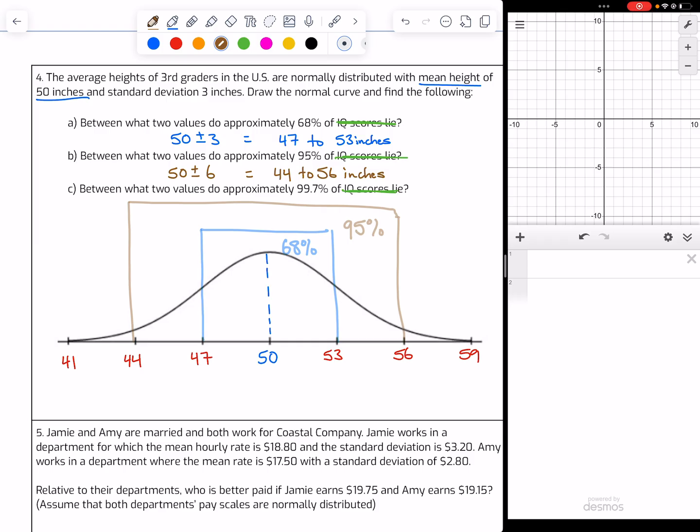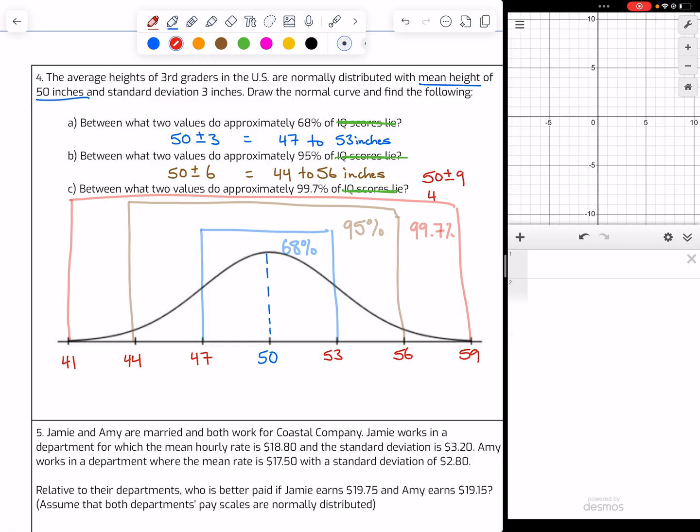And then between what two values do approximately 99.7% of the data fall? So we would say between the last ones, the farthest ones out, within 3 standard deviations, we have 99.7% of our data. And so we can write out that 50 plus or minus 3 standard deviations, which ends up being 9, gives us 41 to 59 inches. So between those two heights, we would have 99.7% of our data.